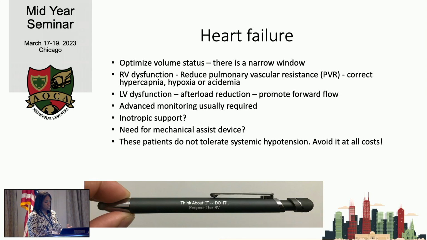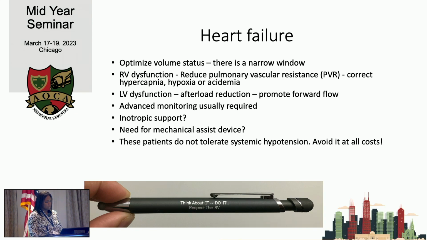So heart failure, that kind of goes on the continuum with severe pulmonary hypertension. The ultimate goal is to optimize volume status because you have a narrow window in doing so. You don't want to volume overload the patient leading to distension, or you don't want to underfill. So you want to use monitors to follow the trends and help guide care. With right ventricular dysfunction, you want to reduce the pulmonary vascular resistance. You want to correct hypercapnia, hypoxia, or acidemia. And this typically will require the need for a pulmonary artery catheter.